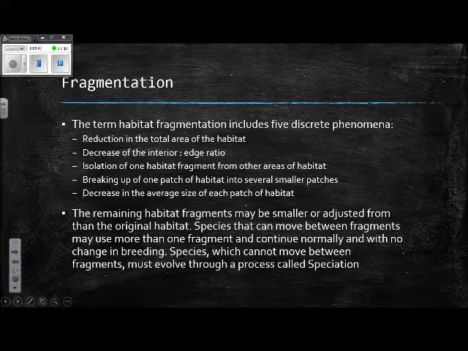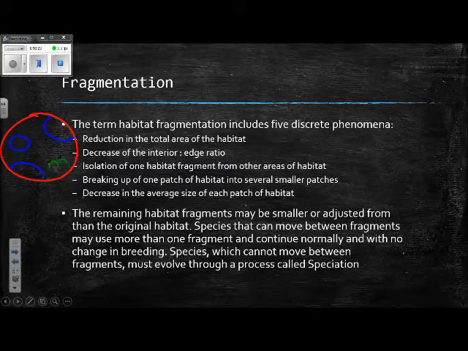The remaining habitat fragments may be smaller or isolated from the original habitat. Species that can move between fragments may use more than one fragment to continue normally and with no change in breeding. Species which cannot move between the fragments must evolve through a process called speciation. Okay, so maybe we have a big habitat before, and then it kind of gets broken up into a couple little ones.